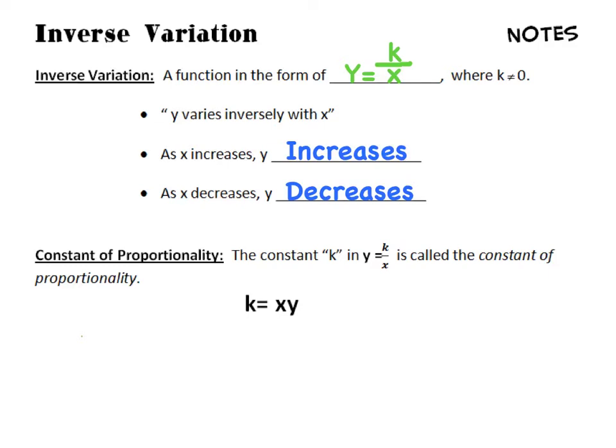So the constant of proportionality, which is the letter k, the constant k in y equals k over x is called the constant of proportionality. It also has a special equation, if you notice, and k is equal to x times y. That's how we can find the constant of proportionality.